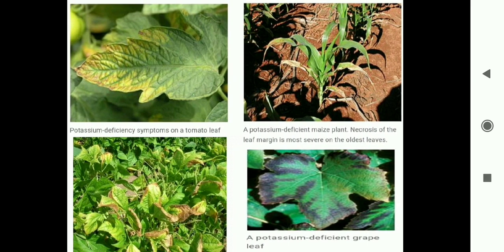Potassium deficiency symptoms in tomato leaf: chlorosis appears in the intervenal region. In maize, necrosis symptoms are found on the leaf margin, and in grape leaves we find deficiency symptoms appearing on the leaves. So these are some important functions and deficiency symptoms of nitrogen, phosphorus and potassium. These are the primary elements. In the next section we discuss the important functions, deficiency and toxicity symptoms of the other elements, which we call micro elements or minor elements.